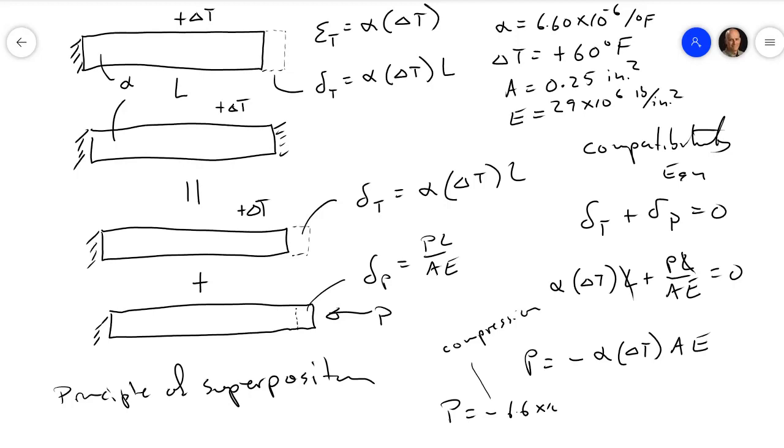6.6 times 10 to the minus 6, 60, 0.25, 29 times 10 to the 6, and when you multiply that all together, you get 2,871 pounds. Quite a bit of force. If you had this piece of steel and warmed it up by 60 degrees, you would need almost 3,000 pounds, a ton and a half of force to keep it from expanding. And that's it.